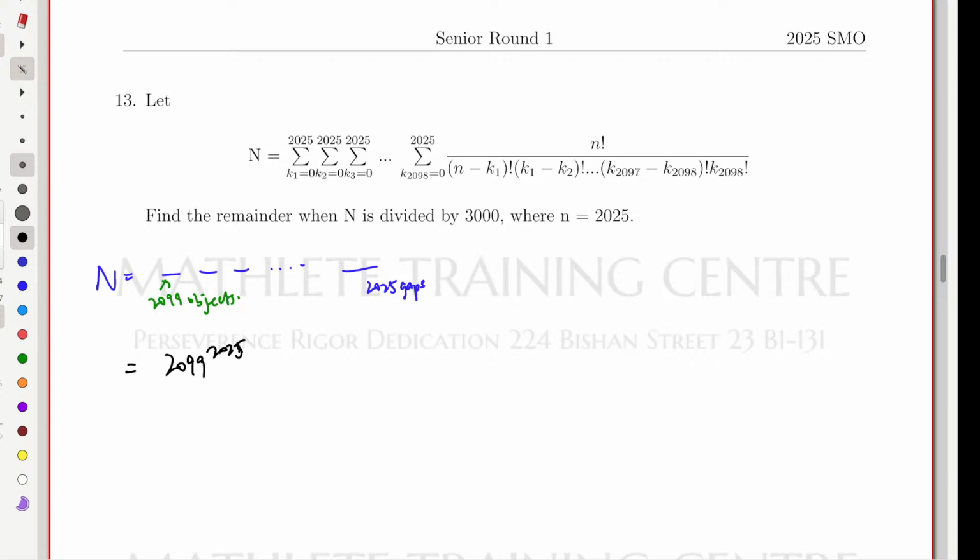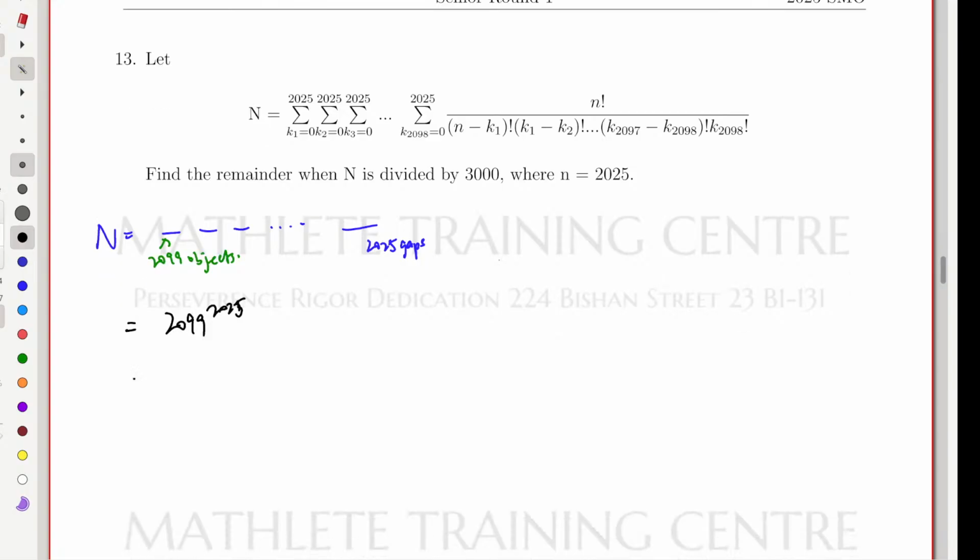Now that we have a numerical value of big N, we're not done yet. We have to calculate the remainder when this big N is divided by 3000. So how to do it? Well, I noticed that 2099 is very close to a multiple of 100. So probably the idea is to write it as 2100 minus 1 and use the binomial theorem, right? After all, 2025 is a multiple of 25.